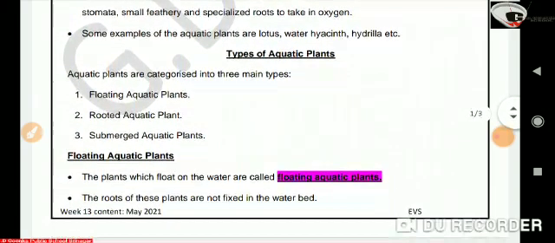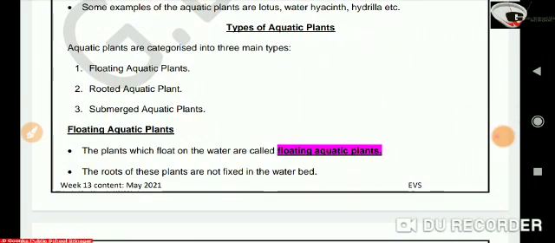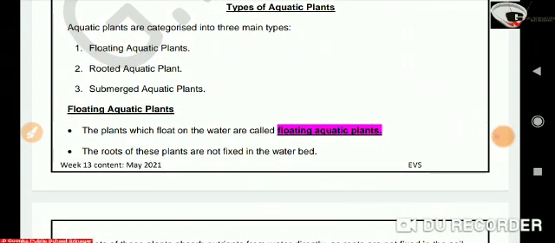Now dear Goenkans, let's learn about the types of aquatic plants. Aquatic plants are categorized into three main types. The first one is floating aquatic plants, the second one is rooted aquatic plants, and the third one is submerged aquatic plants. Let's learn about each one of them.